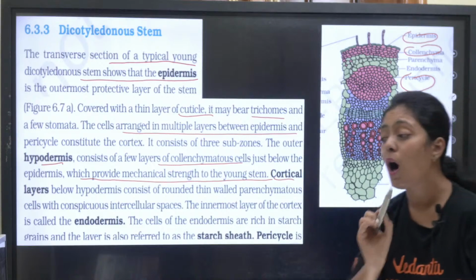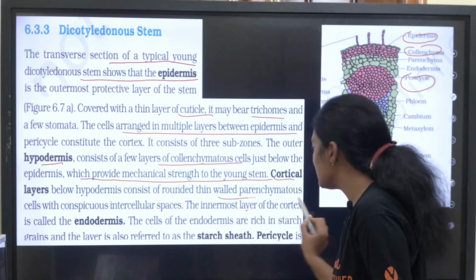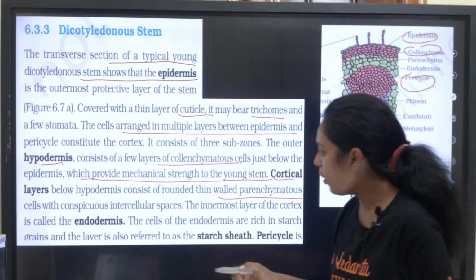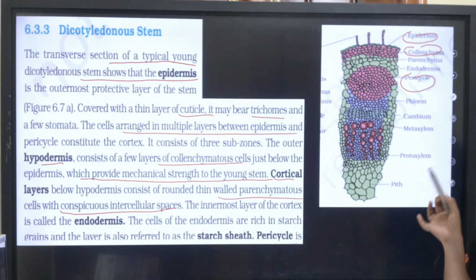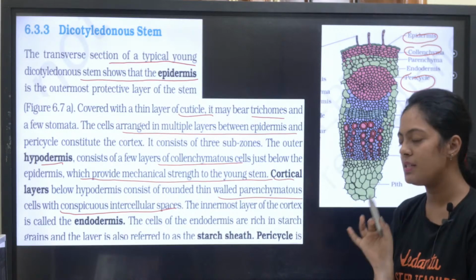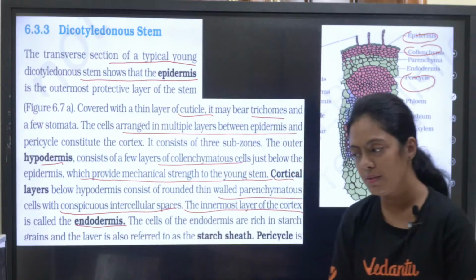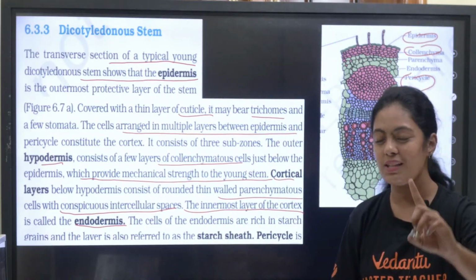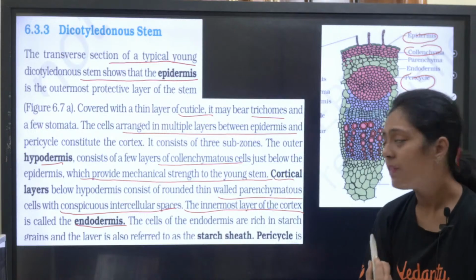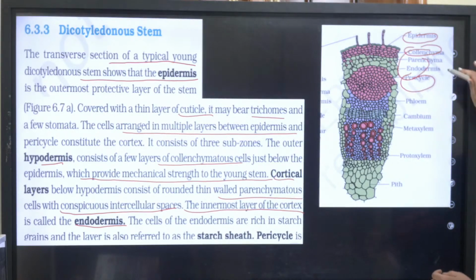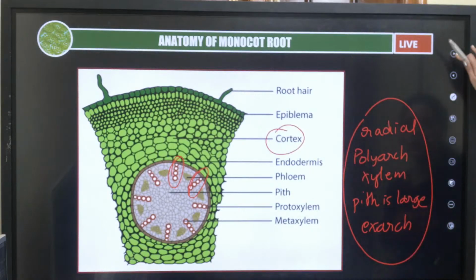Now there are cortical layers below the hypodermis. What are the cortical layers made up of? Obviously parenchyma, with conspicuous intercellular spaces, small intercellular spaces here and there. The innermost layer of the cortex is the endodermis. Same thing, there is only one difference. Here we call it hypodermis, and there we call it cortex.